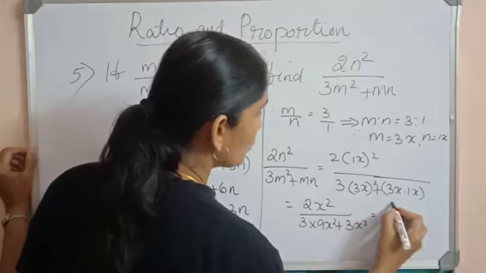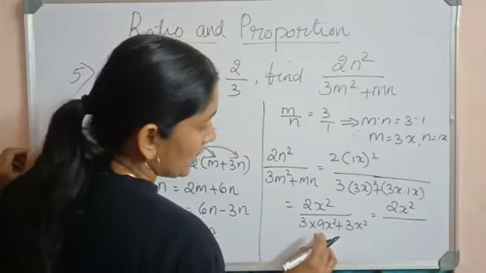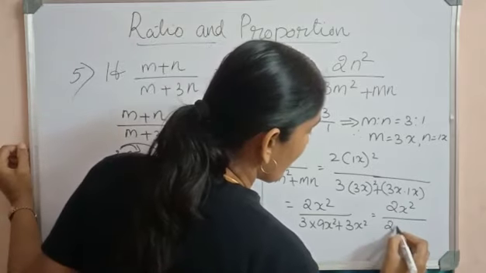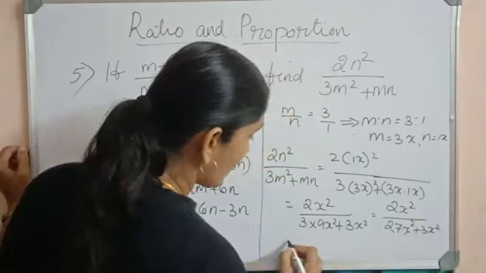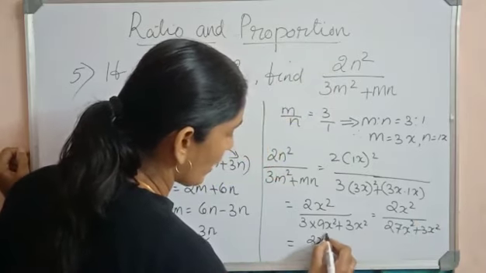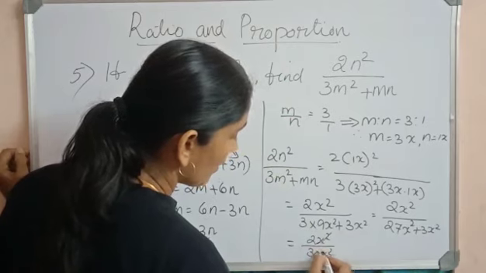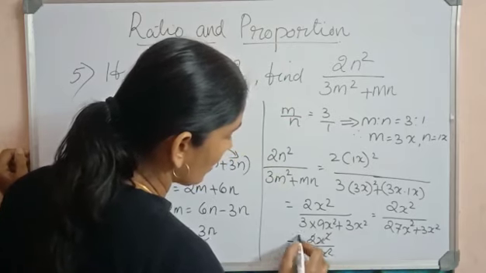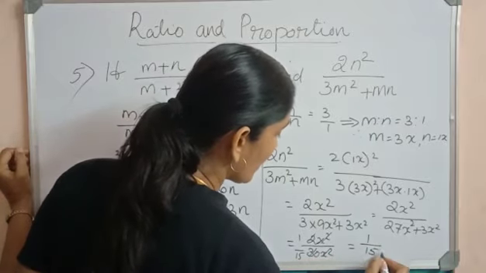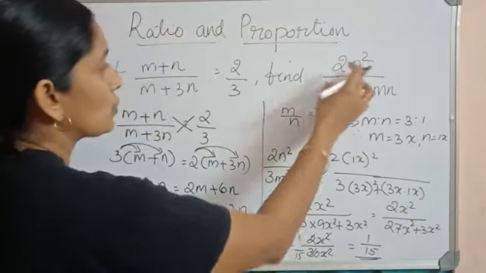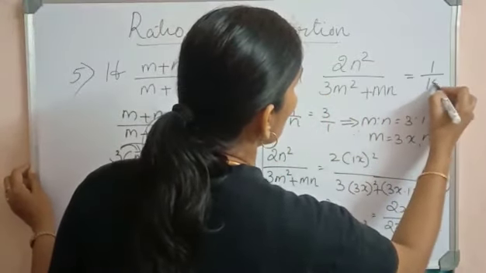And that's equal to 2x square divided by 3 9s are 27x square plus 3x square. And that is equal to 2x square divided by 30x square. By simplifying, you get 1 by 15. Therefore, the value of 2n square by 3m square plus mn is equal to 1 by 15.